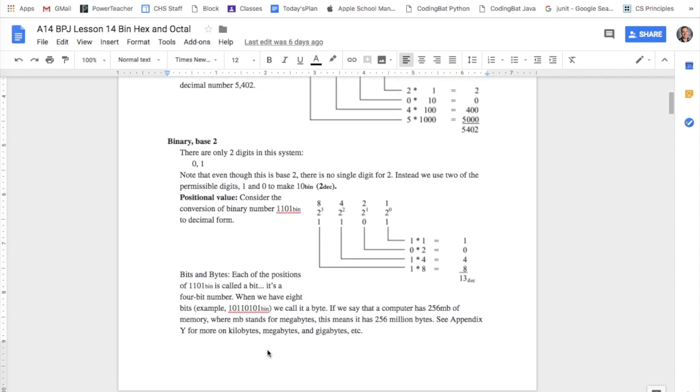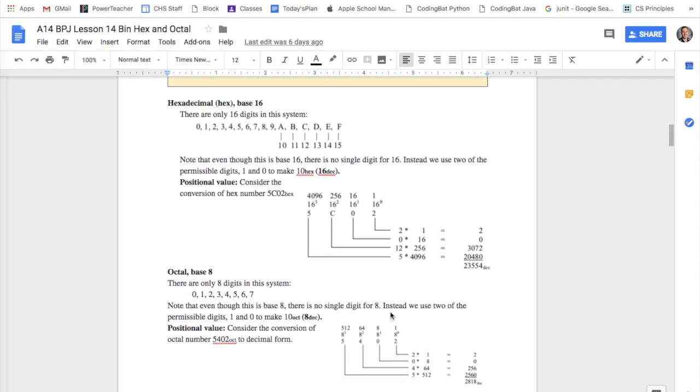And then another term you've heard is bits and bytes. So when we talk about how much memory there is in a computer, we talk about meg or we talk about gig, but those are megabytes or gigabytes. A byte is 8 pieces of memory, 8 zeros and ones. 8 bits makes 1 byte. If a computer had 256 megabytes of memory, that would be 256 million bytes, or 256 times a million times 8 bits.